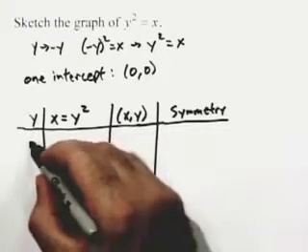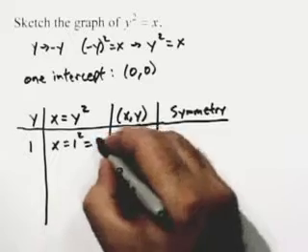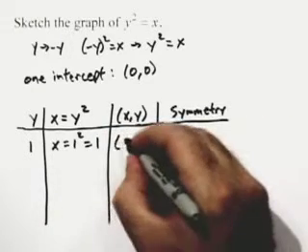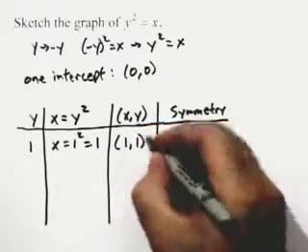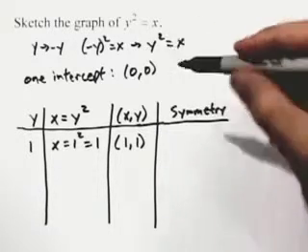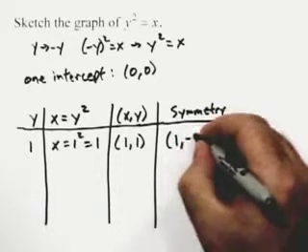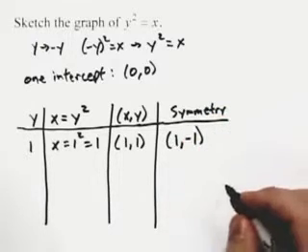If we go ahead and let y equal 1, x is equal to 1 squared, which is equal to 1. The corresponding ordered pair is 1, 1. From symmetry, we have x-axis symmetry. So we'll change y to negative y to get an additional point, 1, negative 1.